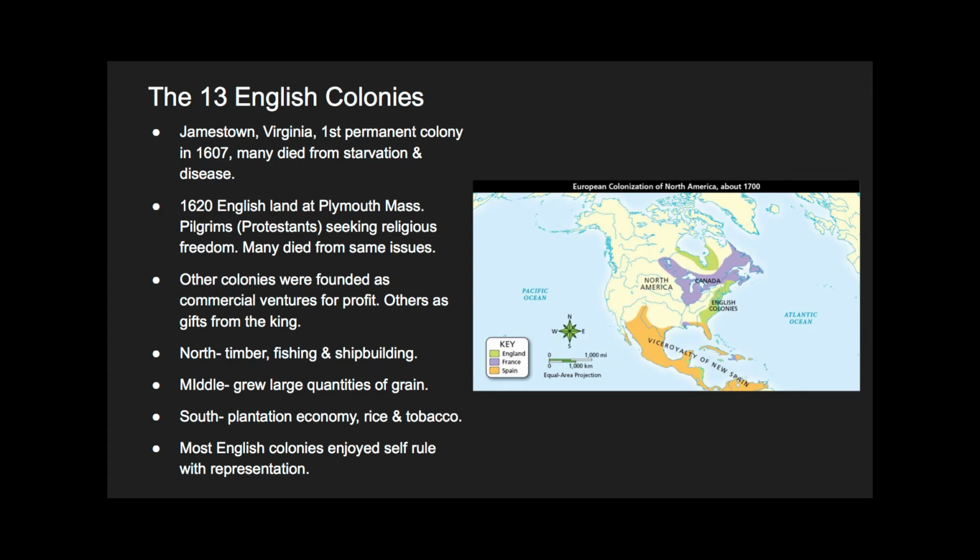Now, when we move a little bit to the English colonies as far as government goes, most will enjoy some type of self-rule with representation. We will see each colony having its own representative assembly elected by men who own property that advise the governor and make decisions on local issues. The tradition of consulting representative assemblies is going to grow out of the English experience.